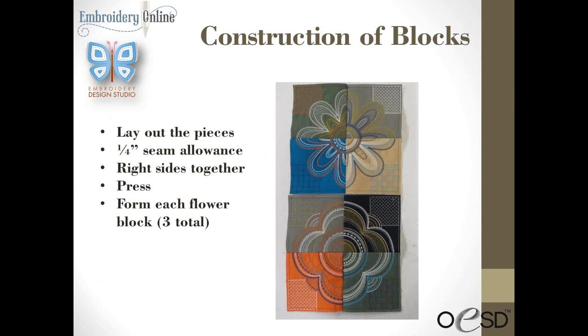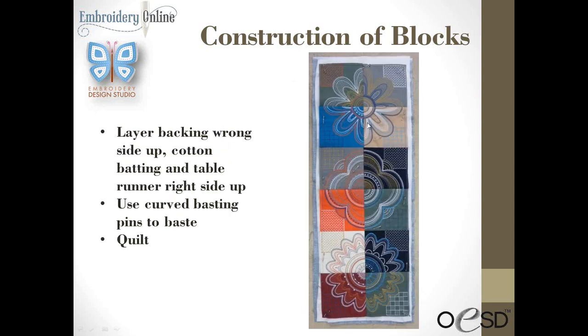For your construction of blocks, if you'll lay out your pieces to make your flowers as you desire, we'll sew on that seam stitch or a 1/4 inch seam allowance, right sides together. You want to press your seams and you'll form 3 flower blocks. We're going to take those and sew them together as well, right sides together, to create our table runner.